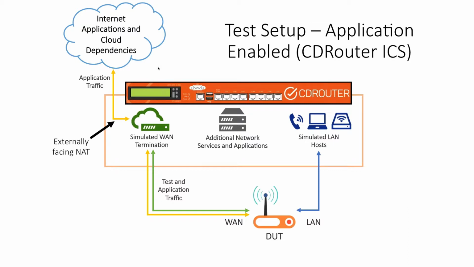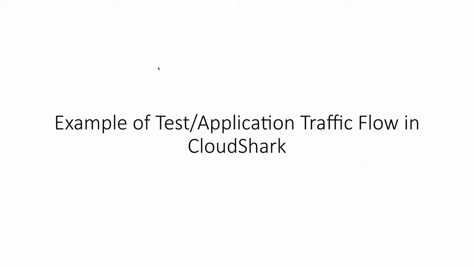ICS does this by creating an externally facing NAT to separate the traffic, which has some caveats that I'll explain later. So let's see this in action.